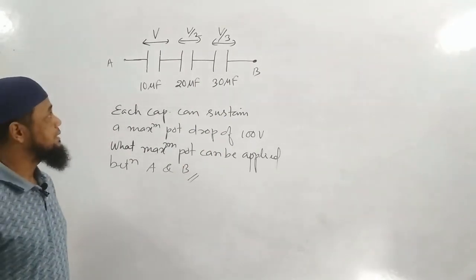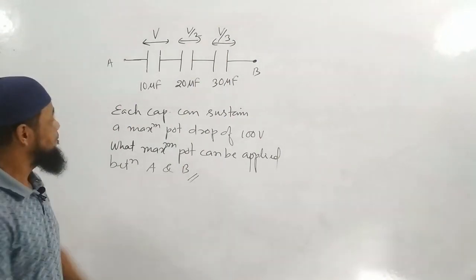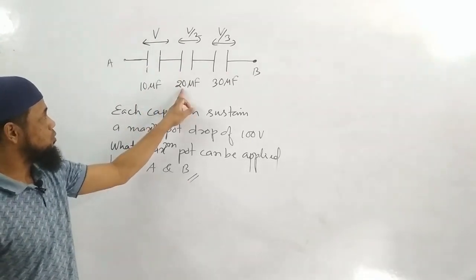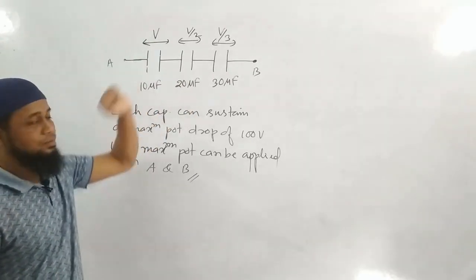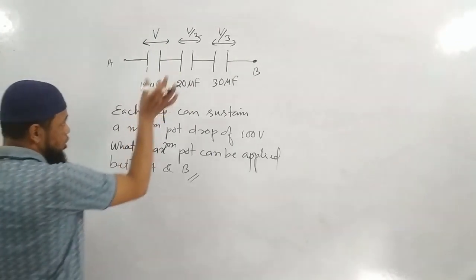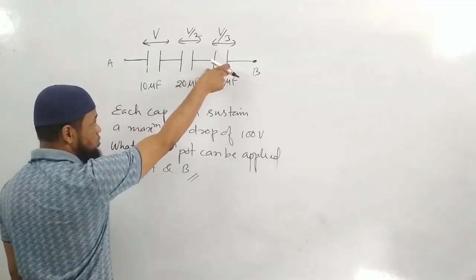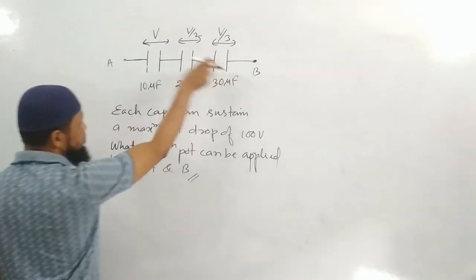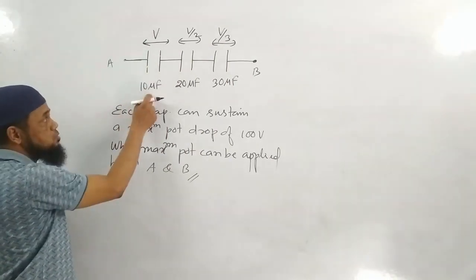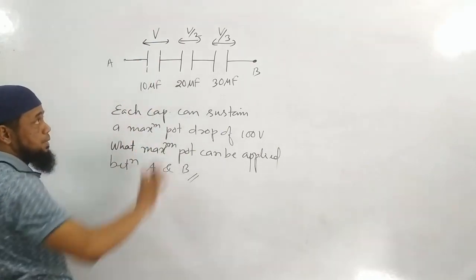Clear? Like this. Samajh mein aaya? Okay, because between these two, capacitance is 1:2, so potential drops would become 2:1, right? So if I assume the potential drop across this one to be maximum 100, then potential drop across this one will become 3 times, because capacitance is 1/3. That means 300 volt. So this will get damaged.